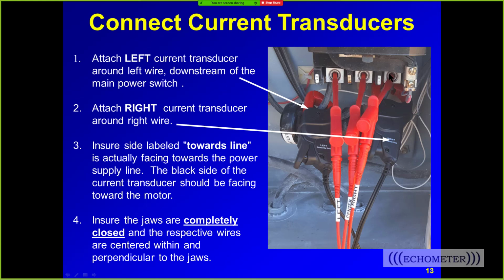It just shows the 3 current alligator clips hooked on here. Again, I prefer to put these above the HOA switch. I don't like them down here below, because I can't see the voltage. Notice that we want to make sure these jaws are closed, and the wire's going right through the center of the jaw. Both of them go the same way.